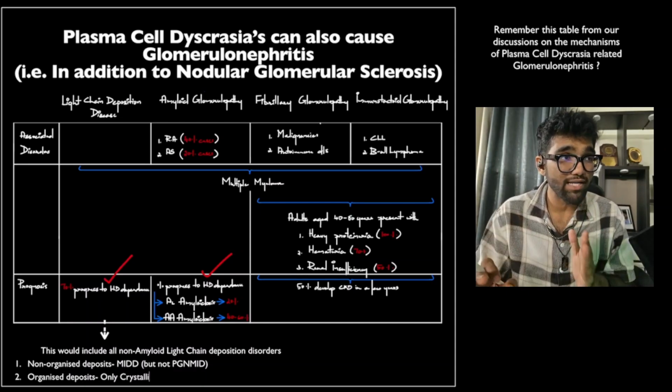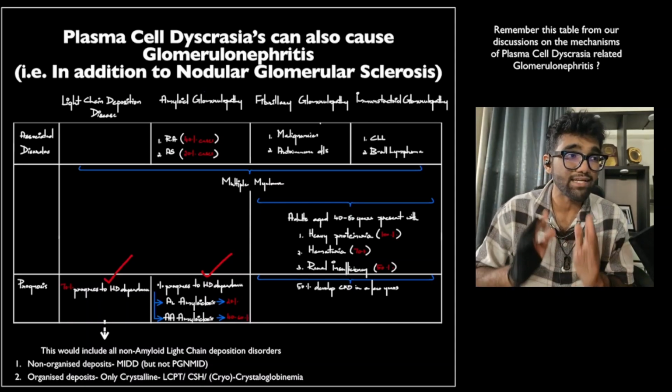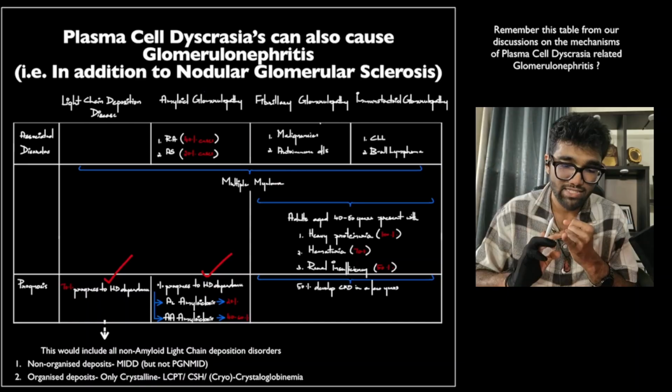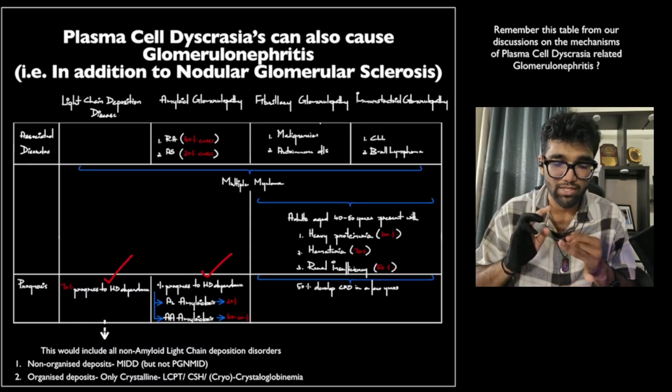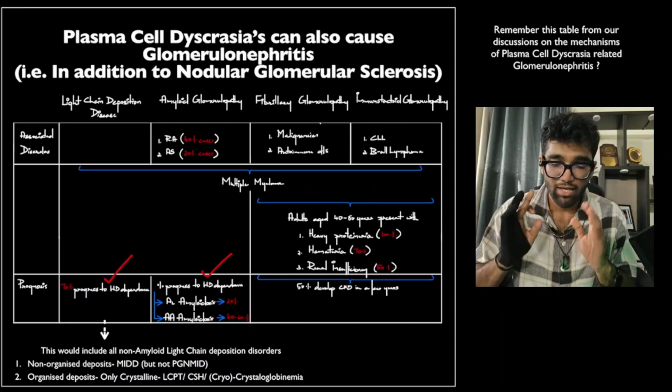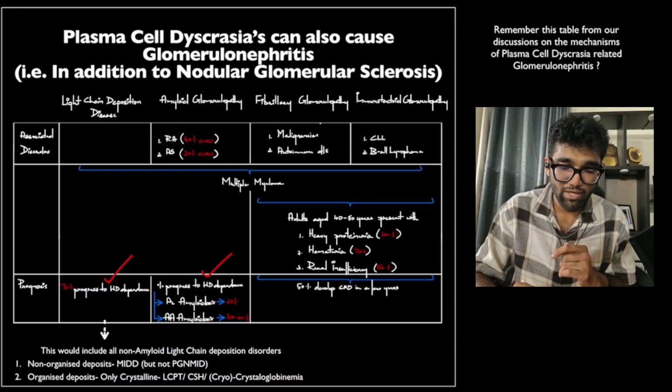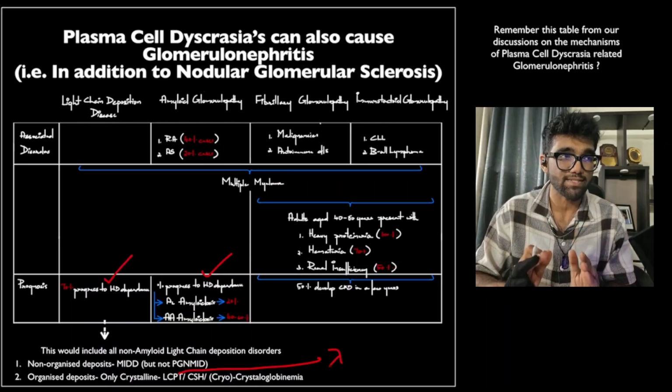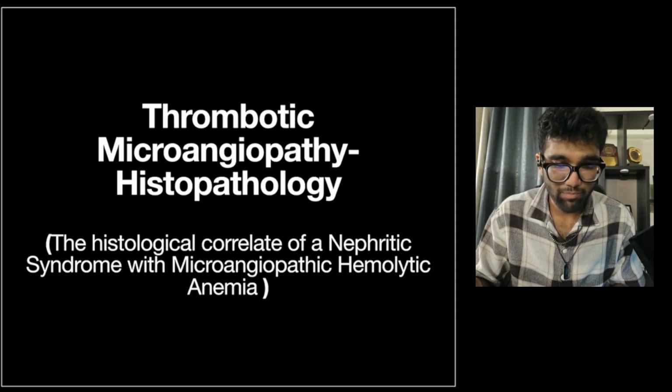Now, among the organized deposits, this includes only the crystalline deposits. That is your LCPT, that is light chain proximal tubulopathy, your crystal storing histiocytosis, and your cryocrystalloglobulinemia. Now, importantly, LCPT can also be lambda, but all the others are kappa chain deposition diseases. So I hope that much is clear.